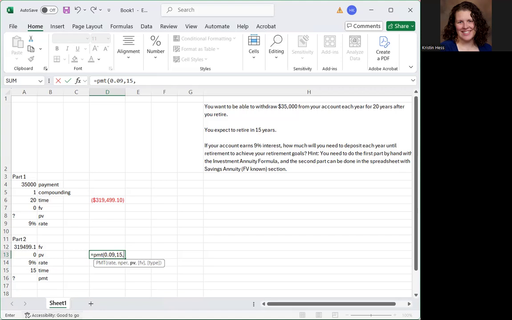Our present value is 0. We didn't have any money when we first started saving. And our future value, that's how much we want at the start of retirement. That's $319,499.10. So 319 and hit enter. So if we put away $10,881.78 a year for the next 15 years, then we will have this much money, the $319,499.10, and then we'll be able to pull out 35,000 a year for 20 years. And all of this is at a 9% interest rate.